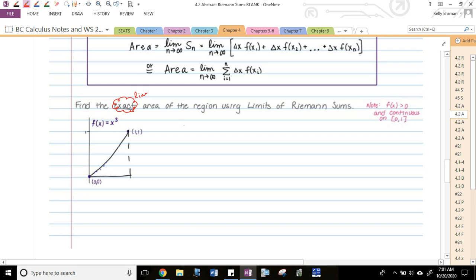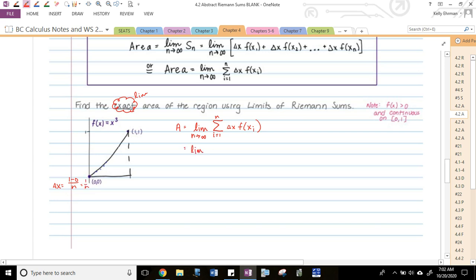Okay, so let's start just by writing out our formula. So the exact area is equal to the limit as n approaches infinity of the sum from 1 to n of delta x f of x sub i. Okay, so let's figure some stuff out. Usually I start by saying, well, what is my formula for delta x? We weren't told to use a certain number of subintervals because we're picking anything, right? So let's just say, okay, what is delta x? Delta x, our interval goes from 0 to 1. So it's 1 over n.